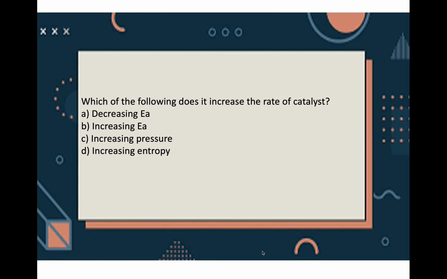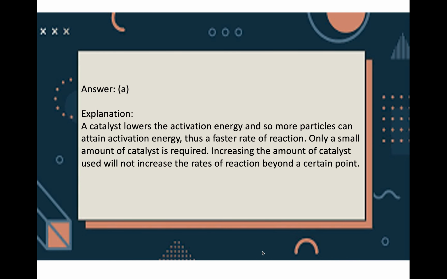Which of the following does not increase the rate of catalyst? A. Decreasing EA, B. Increasing EA, C. Increasing pressure, and D. Increasing entropy. Answer is A, decreasing EA. So, what does a catalyst do? It lowers the activation energy, and so what happens is that when the activation energy is lowered, more particles can attain that point. So, a faster rate of reaction will happen. Only a small amount of catalyst is needed. So, increasing the amount of catalyst will not increase the rate of the reaction beyond a certain limit.